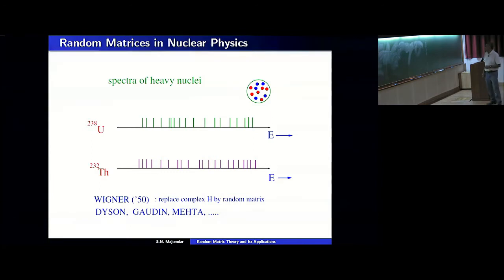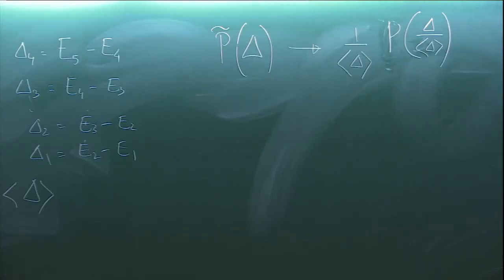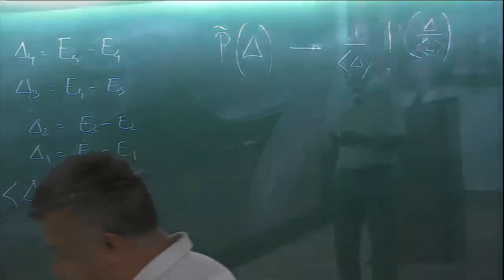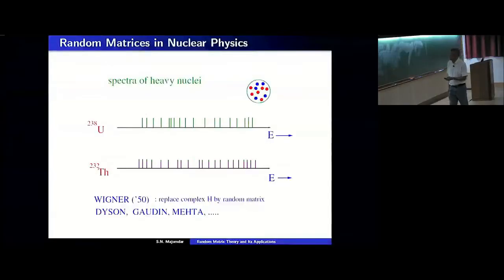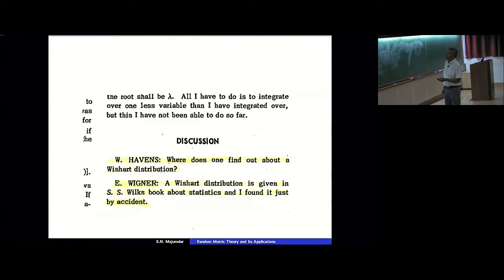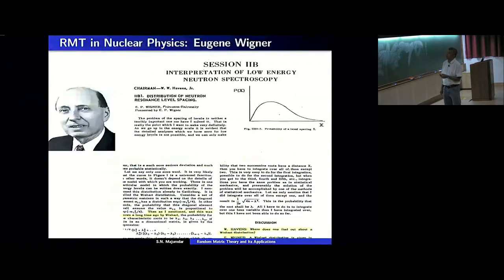And if you do divide by the mean spacing, you get a function p of x. Okay? And then if you plot for uranium and thorium, you see that they both fall onto the same curve, and this is this curve, p of x versus x. Okay? I didn't show you the experimental data, but you can find in any standard book that uranium, thorium, they all fall onto the same curve.